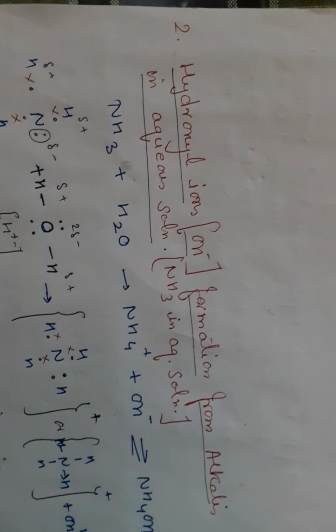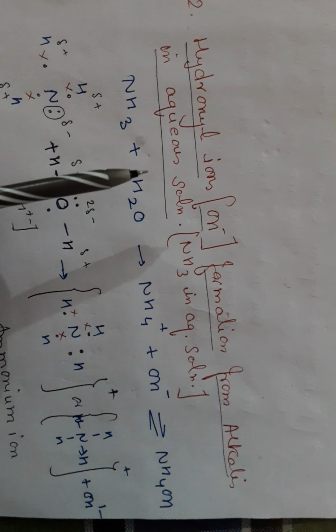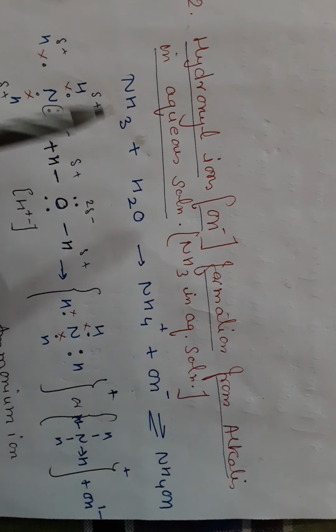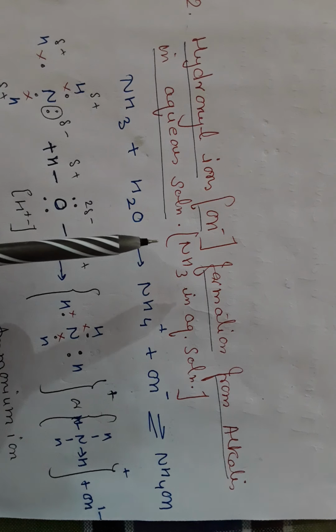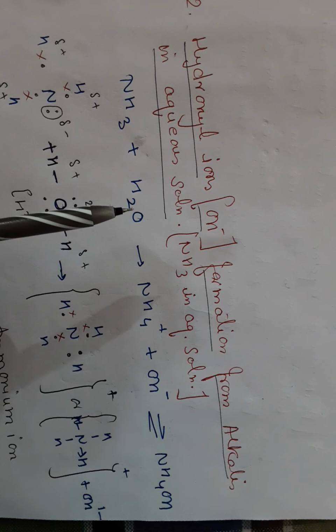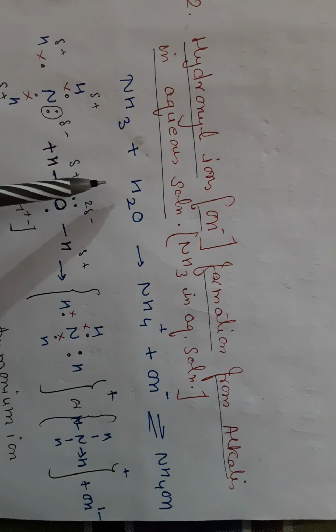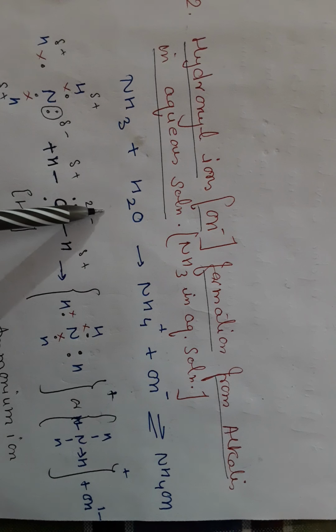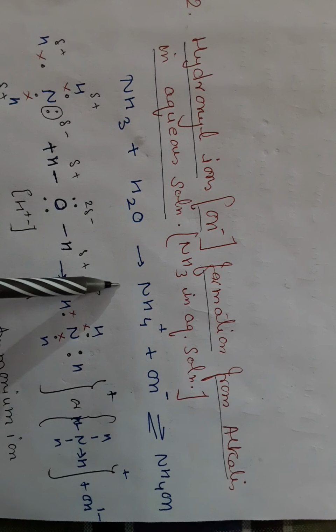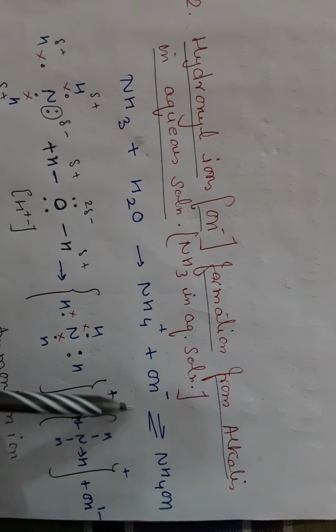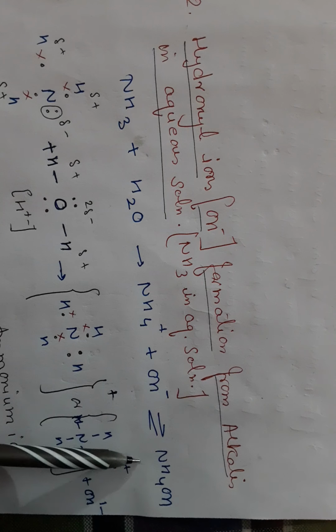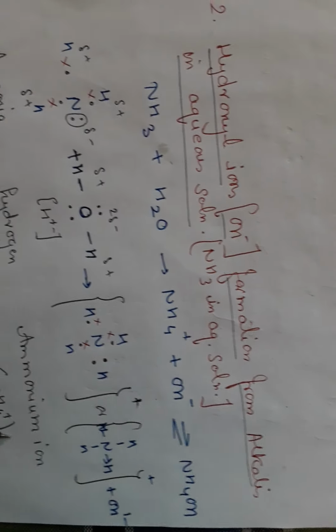Now next is the hydroxyl ion formation from an alkali in an aqueous solution. Here we have taken ammonia. Ammonia is dissolved in water. We form ammonium ions and hydroxyl ions, which give ammonium hydroxide.